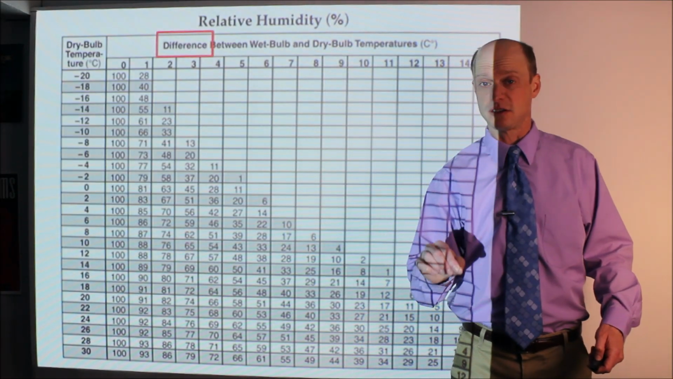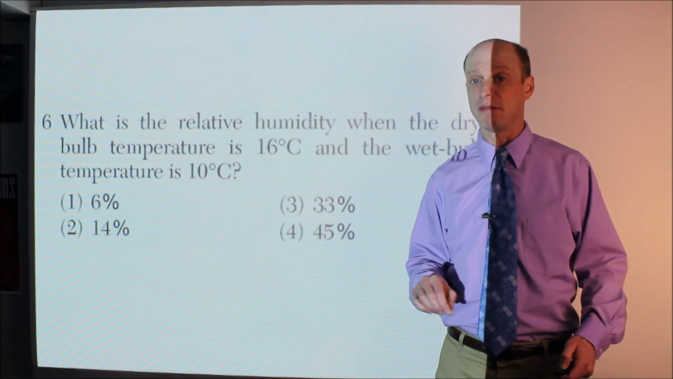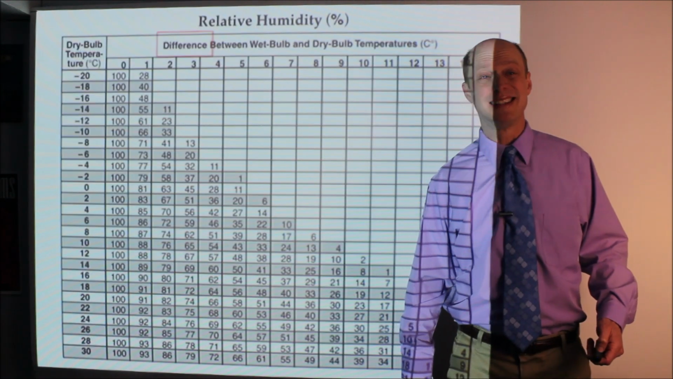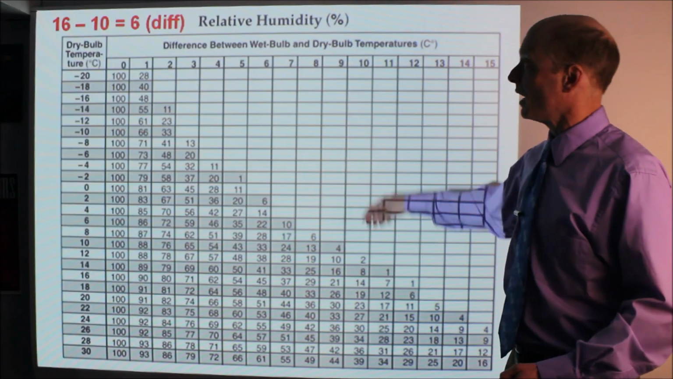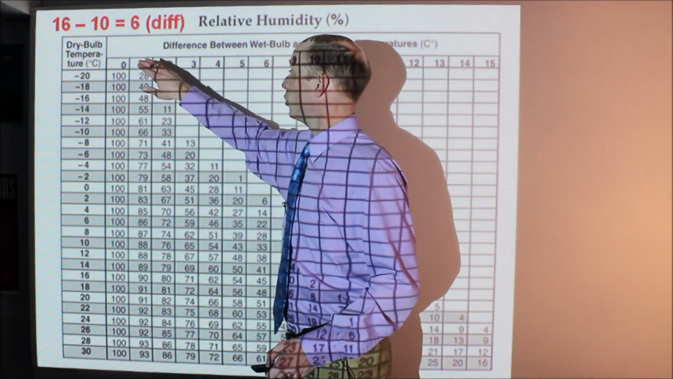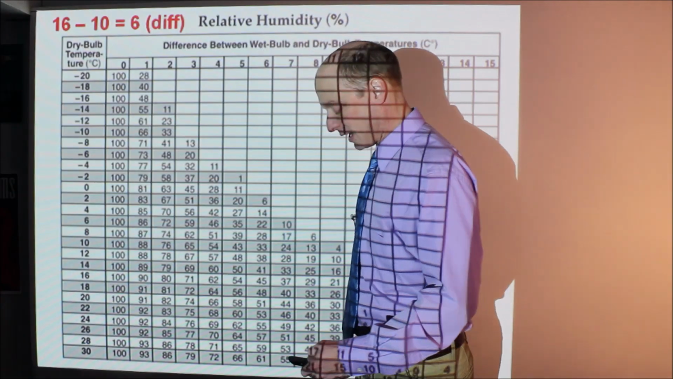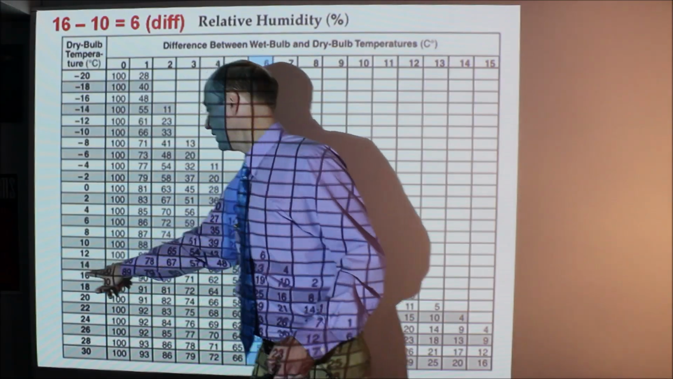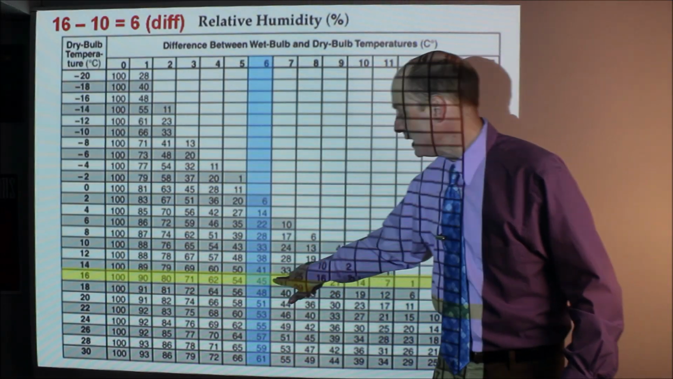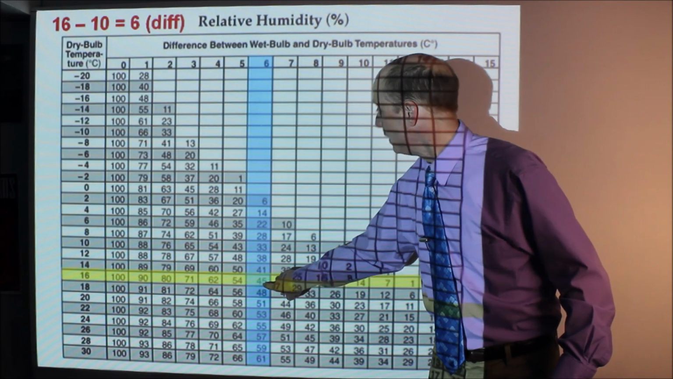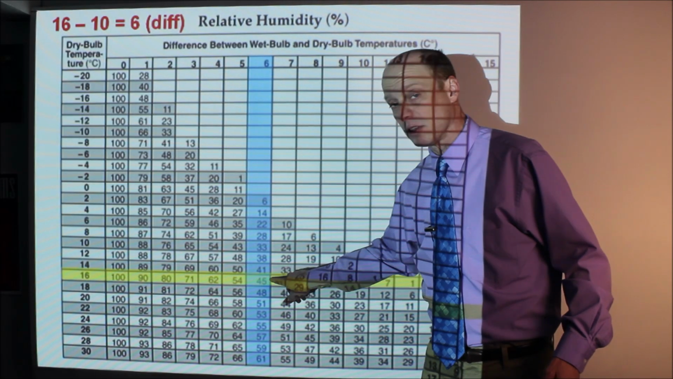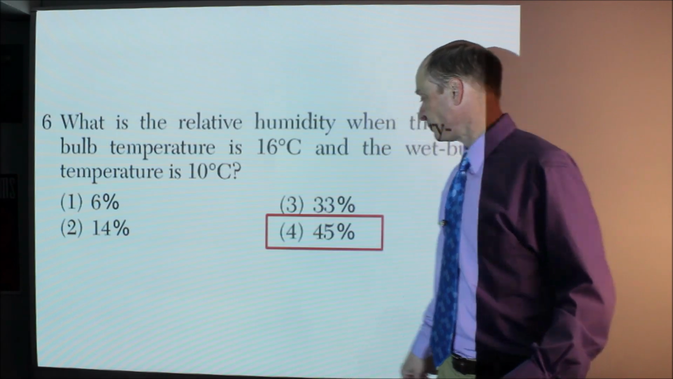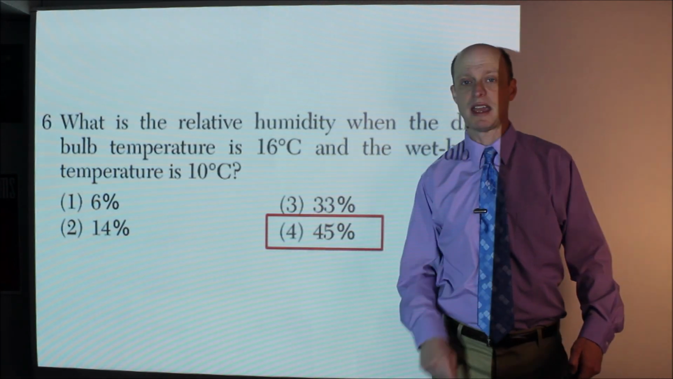They are the difference. So if we go back to the question itself, it says the dry bulb is 16, wet bulb is 10. Therefore, what is the difference there? 16 minus 10 is 6. So we're looking into the column here for 6. I'm going to highlight it. Okay, and then you want to match up the dry bulb temperature given in the question, which is 16. So I'm going to draw that in there. Where they meet, that is going to give you the relative humidity as a percent. That is how full the air is with water vapor. It's 45% full of water vapor, and that is going to be choice number 4. So that's the answer.